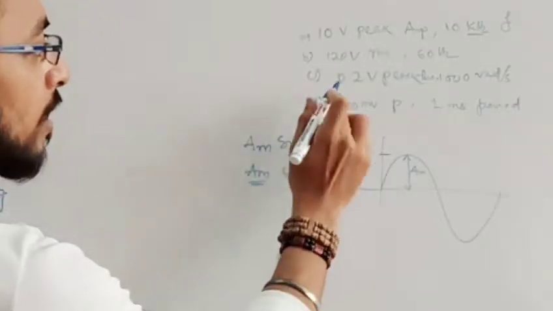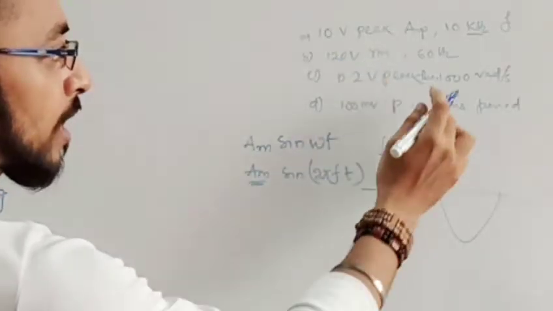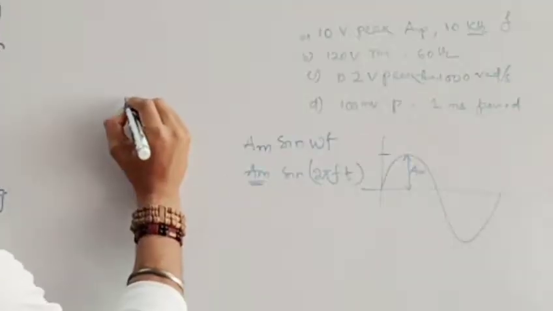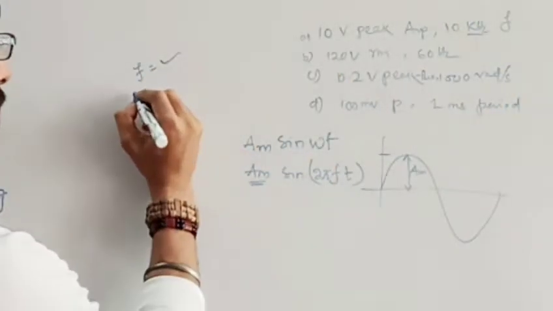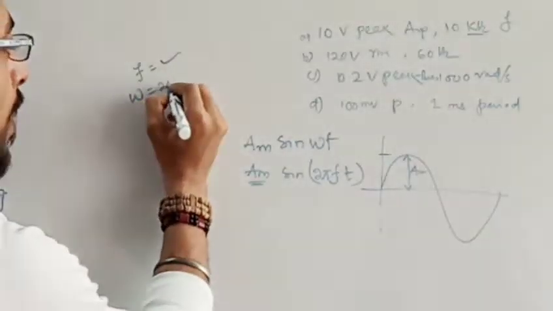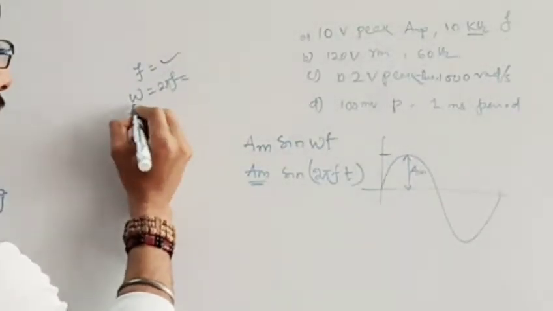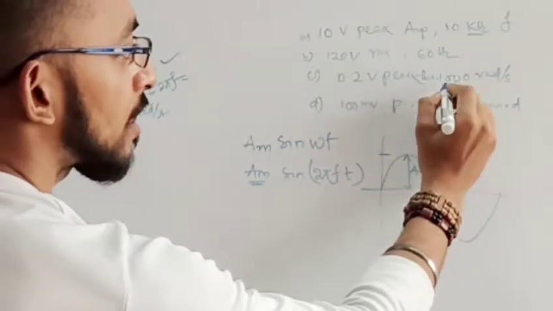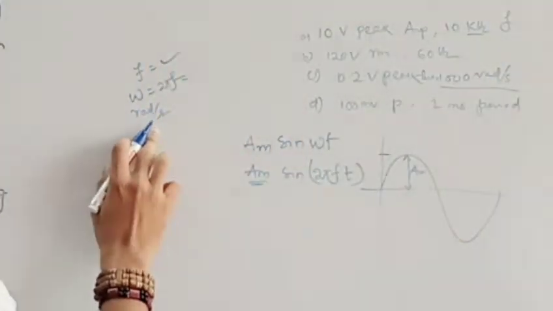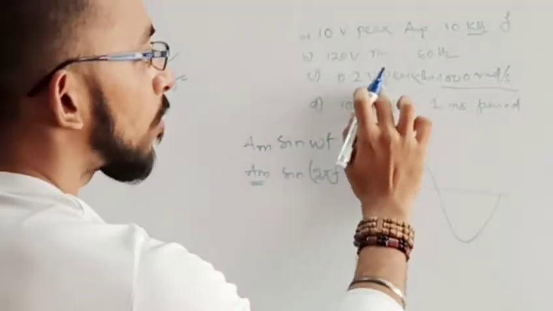The third one is given as 0.2 volt peak to peak and 100 radian per second. In the first two cases the frequency was given, but here it is in radians. Radian means 2 pi f, this is in terms of radian. The unit of omega is radian per second, and it is given as 1000, which means omega is directly given. And one more thing, 0.2 is peak to peak.